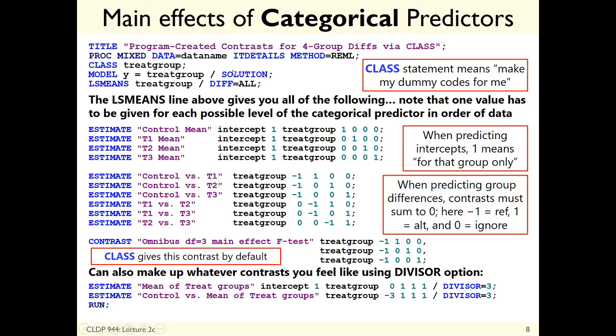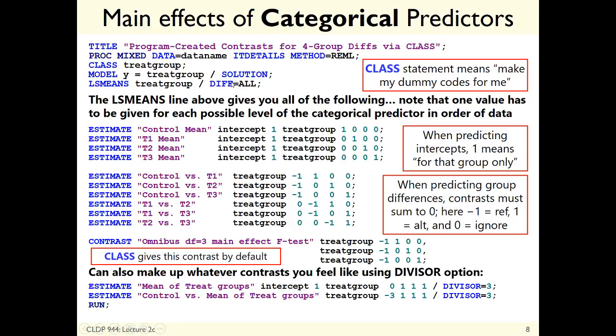So you saw this before, but just to reiterate, treat group is now on the model line and it's on the class statement. That means it is going to create the 3 contrasts that differentiate the 4 groups. That additional line below it is LS means, which you've seen before, which is how you get what the model says the predicted mean is for each group.